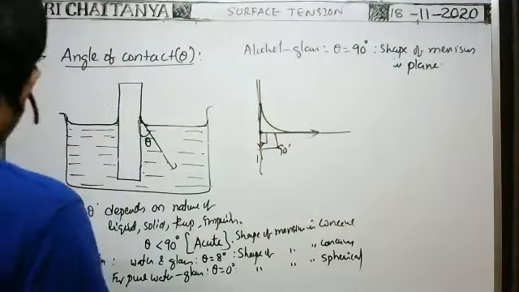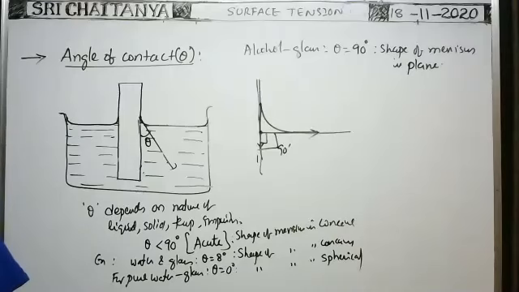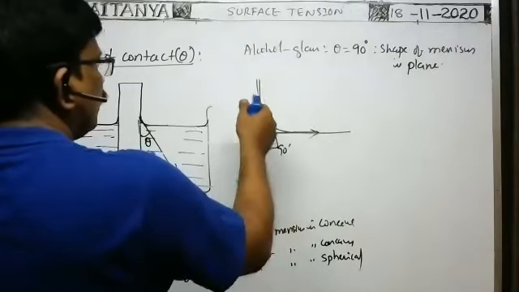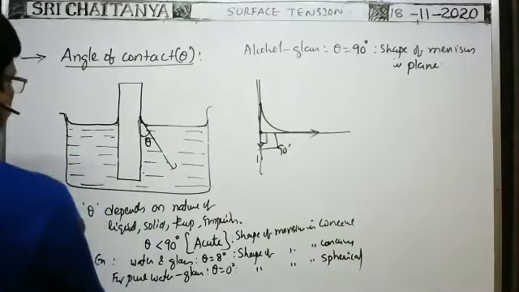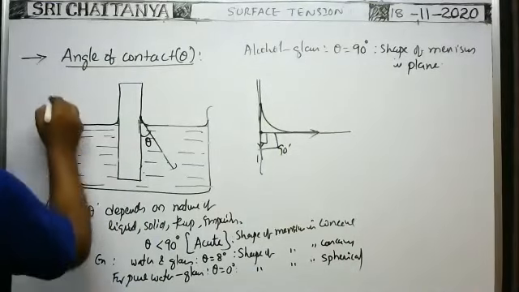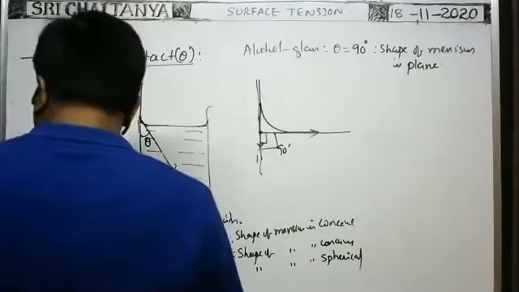Shape of the meniscus is plane. Okay, next, suppose if you take the mercury, these are some examples. Example 1. Next, example 2.